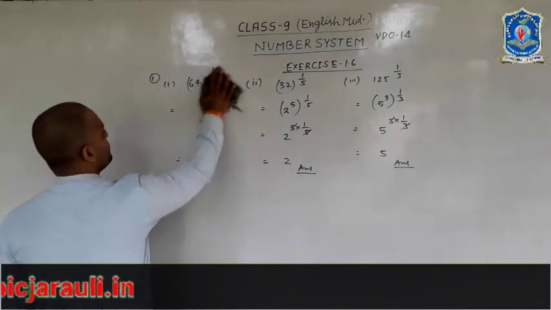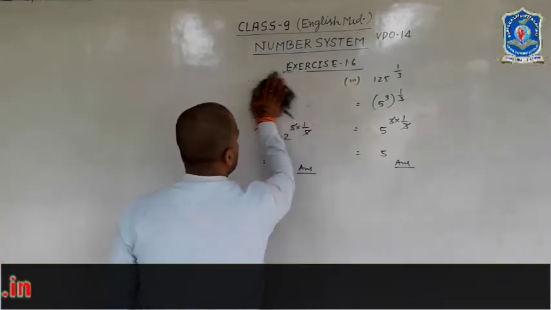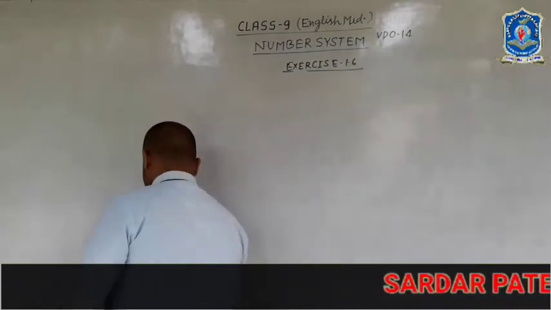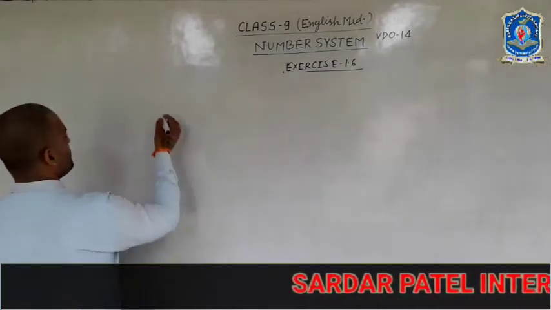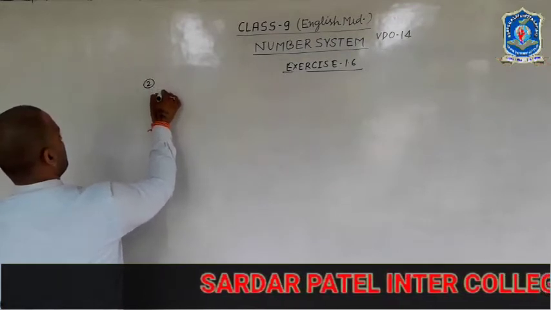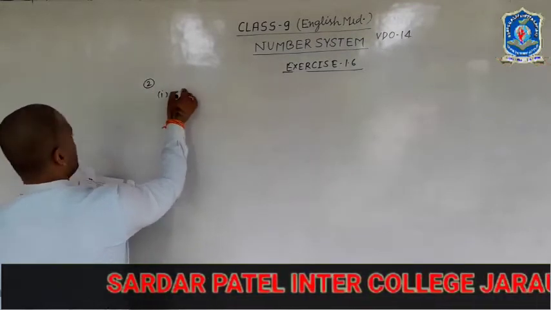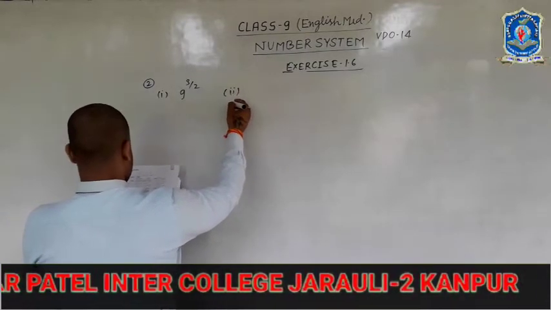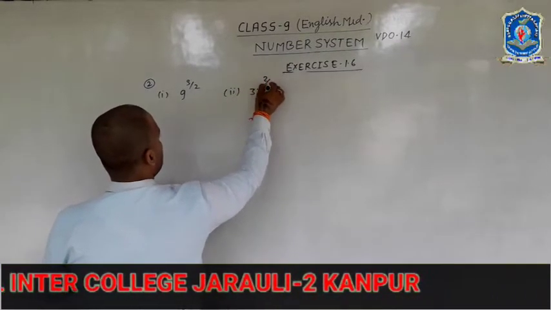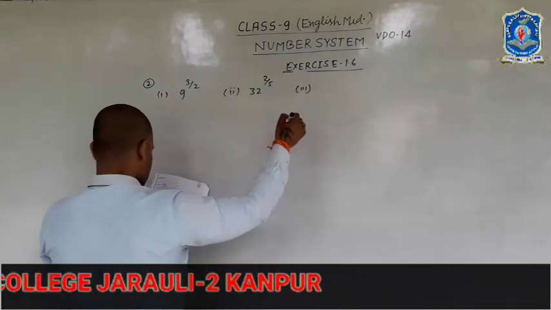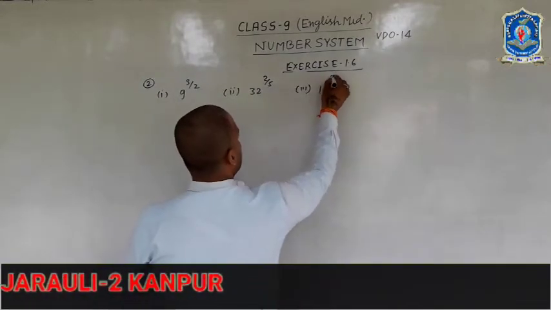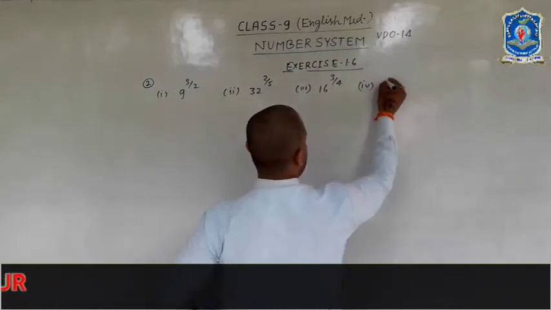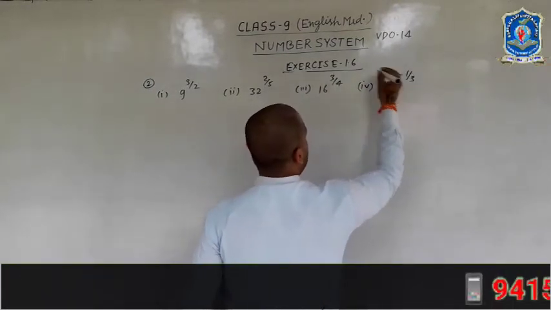Then question number 2. There are 4 questions in question number 2. The first one is 9 to power 3 by 2. Second one is 32 to power 2 by 5. Third one is 16 to power 3 by 4. And fourth is 125 to power minus 1 by 3.